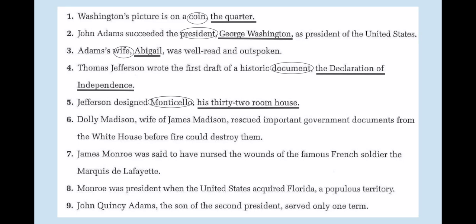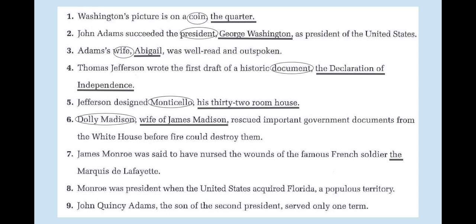Number 6, Dolly Madison, wife of James Madison, rescued important government documents from the White House before fire could destroy them. Wife of James Madison is our appositive phrase. It is adding more information to our noun, Dolly Madison. Number 7, James Monroe was said to have nursed the wounds of the famous French soldier, the Marquis de Lafayette.